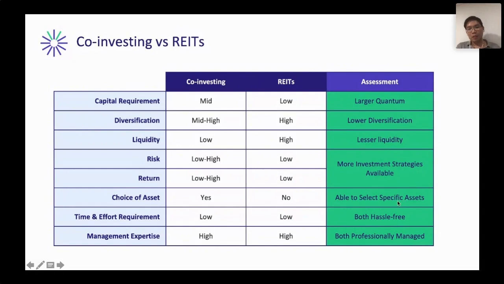For cons, liquidity, right? So co-investing has, again, a lock-in period, so it's less liquid compared to REITs, whereas for the investment quantum, co-investment takes a slightly larger investment quantum compared to REITs. For REITs, you typically can go in at a couple of $1,000s, but for co-investments, typically $10,000 and up.